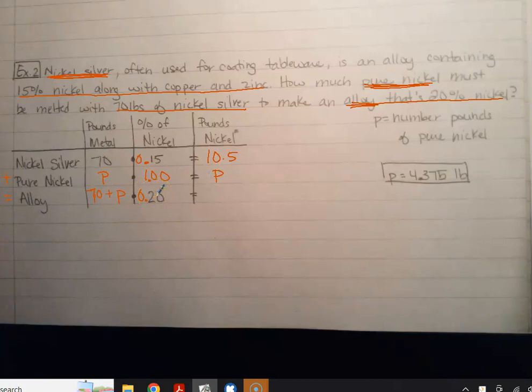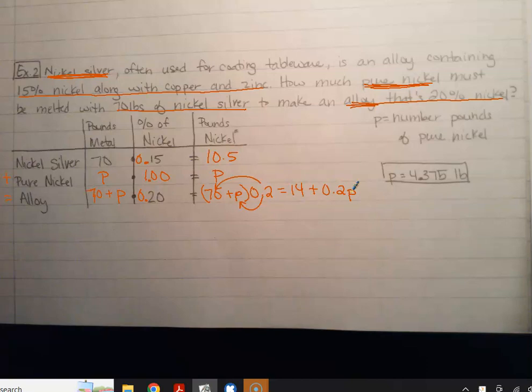Okay, so this one again is going to be the distributive property, right? So we can have the quantity 70 plus P times 0.2, but we have to distribute it. So 70 times 0.2, that 20%, is 14, plus, and we distribute again to the P, so plus 0.2 P.